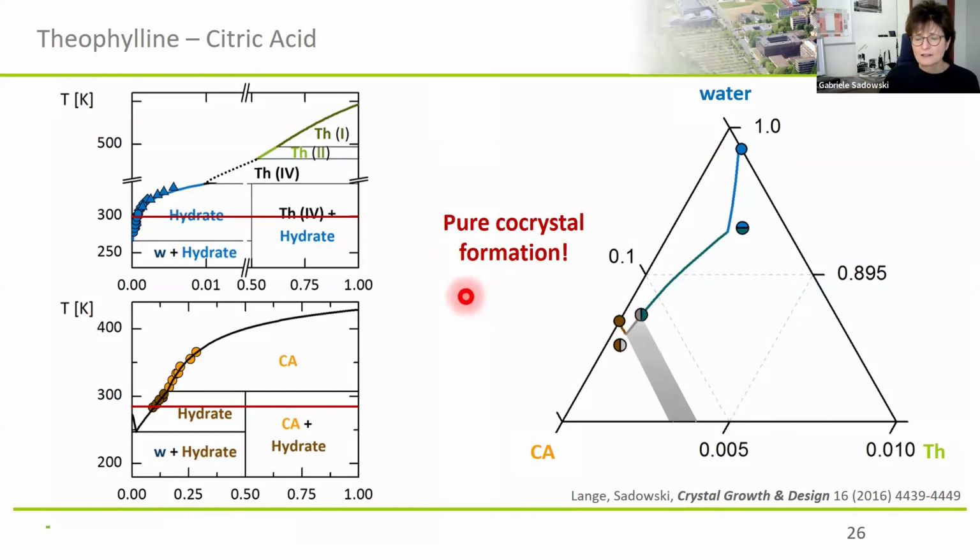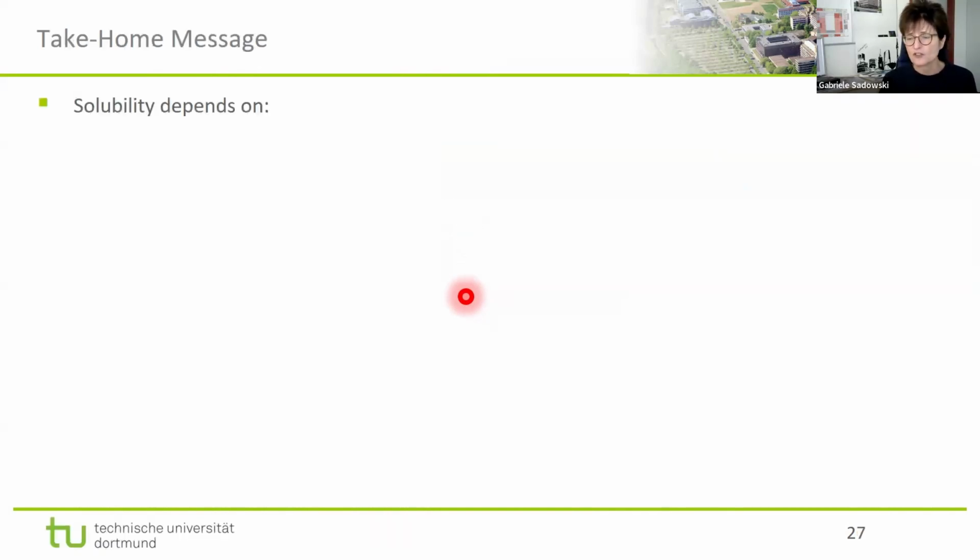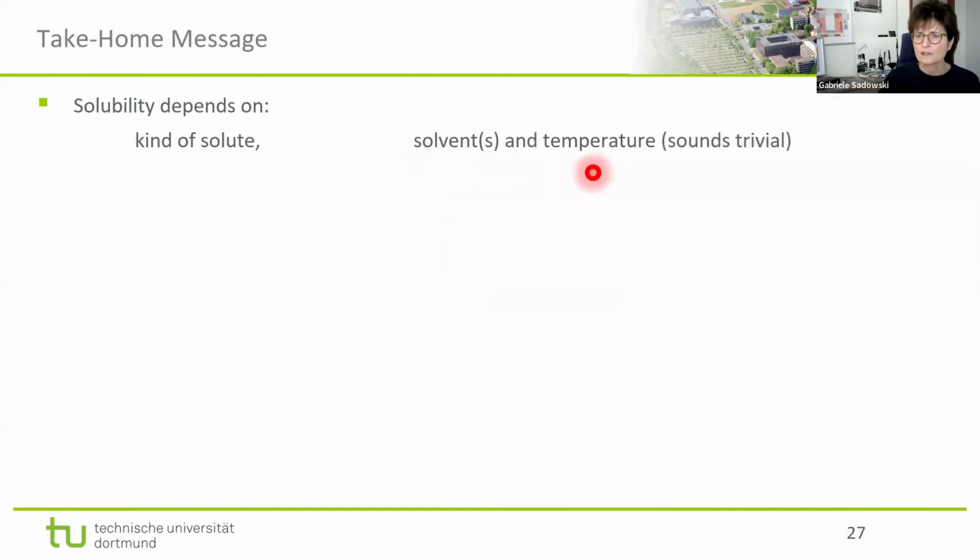So I just wanted to give you an impression of what can happen, and that solubility is not just a data point. The take-home message is that solubility sounds quite obvious: it depends, of course, on the kind of solute, so what do I want to dissolve, on the solvent I want to use to dissolve it, and on temperature. That sounds trivial and obvious.